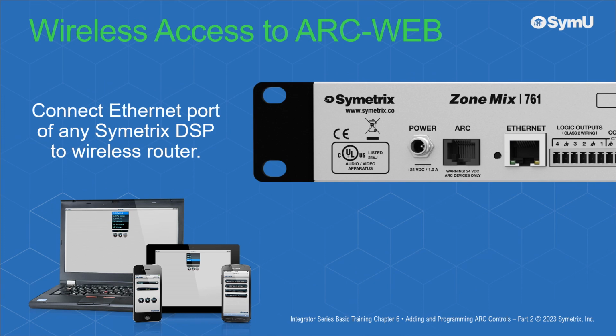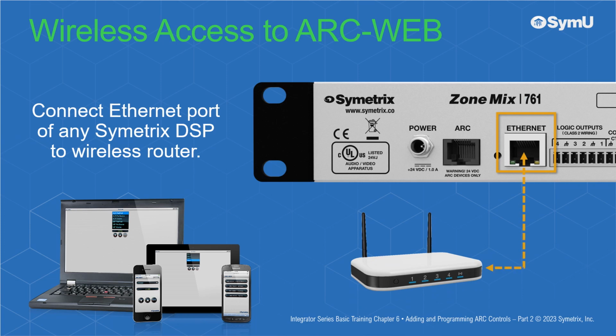To access ArcWeb on a wireless network, connect the Ethernet port of a Symetrix DSP to a wireless router. You can use an existing Wi-Fi network or connect a dedicated wireless access point to the DSP itself.